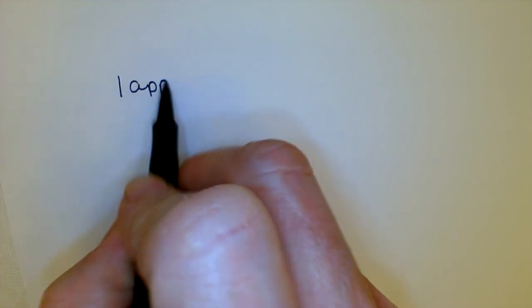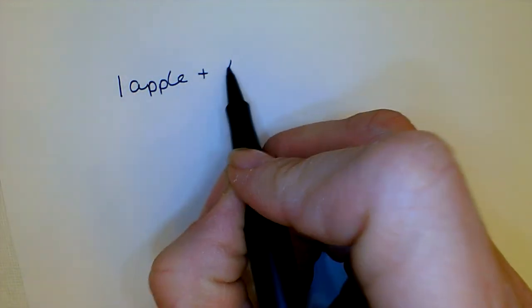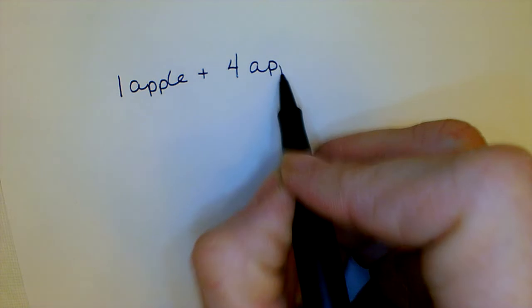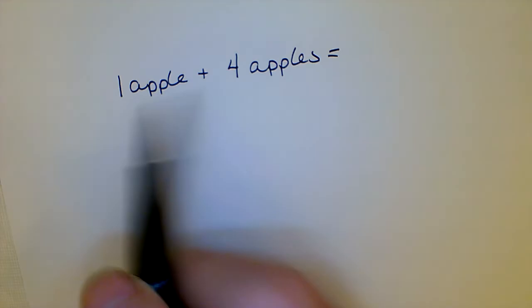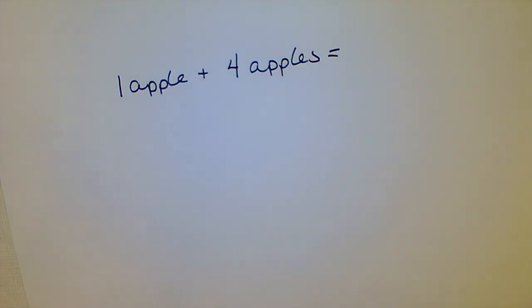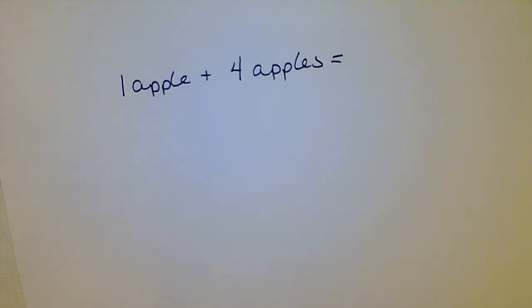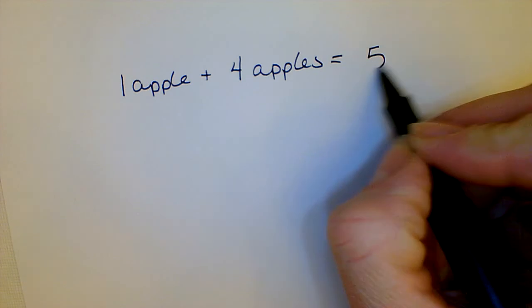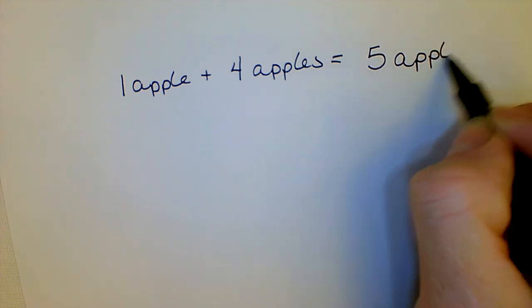So let's do addition. I just had a whole bunch of problems jotted down for myself, so let's jump into some addition now. So addition we're going to do just the same way. Let's go back to this idea of if I had 1 apple and I added to that 4 apples, how many apples would I have? So 1 apple plus 4 apples would give me 5 apples.